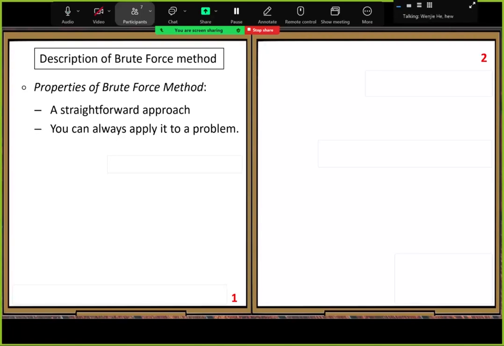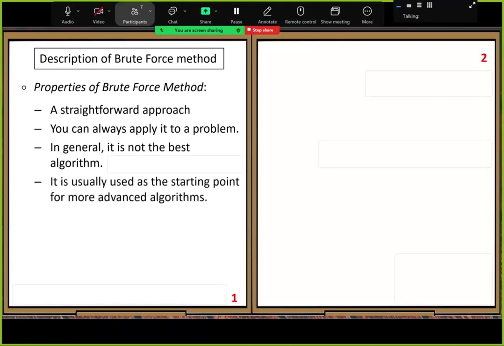The result usually may not be good, but at least you can do something. It's better than nothing. So in general, it is not the best algorithm. The brute force, no. Actually, in general, it's not a good one. Definitely, in general, not the best. It is usually used as the starting point for more advanced algorithms.